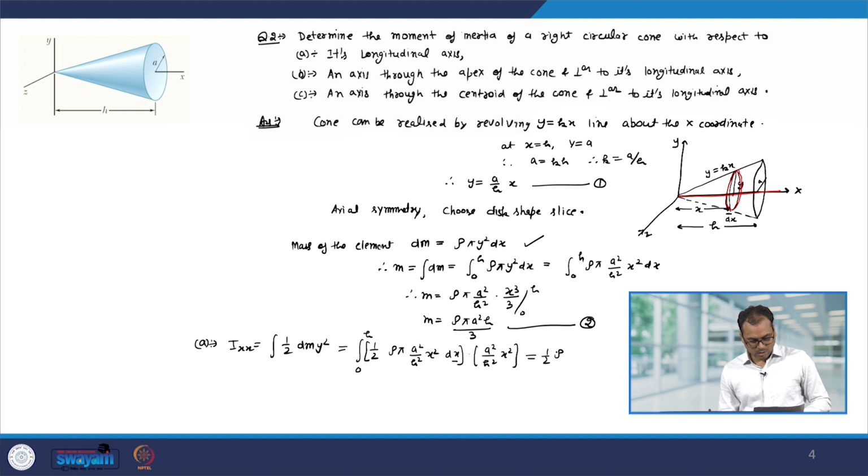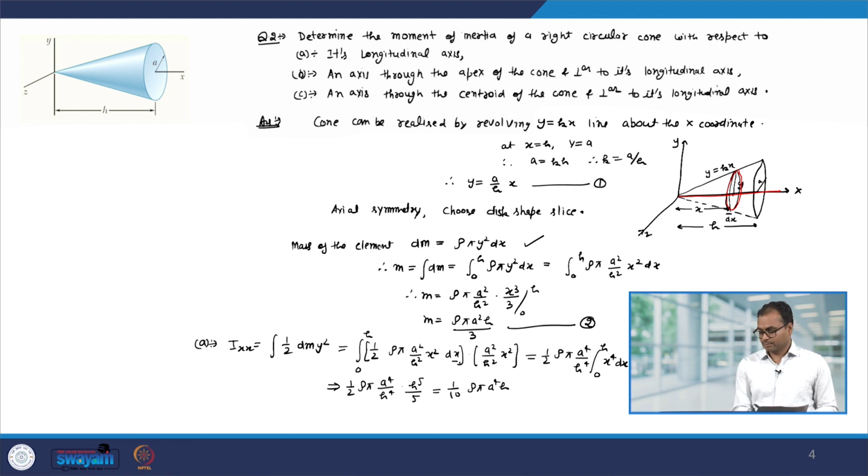So, this I can rewrite as half rho pi a to the power 4 over h to the power 4 integral 0 to h x to the power 4 dx, okay, and this integral is half rho pi a to the power 4 over h to the power 4 into x to the power 5 divided by 5. So, it will be h to the power 5 divided by 5, equal to 1 by 10 rho pi a to the power 4 h.